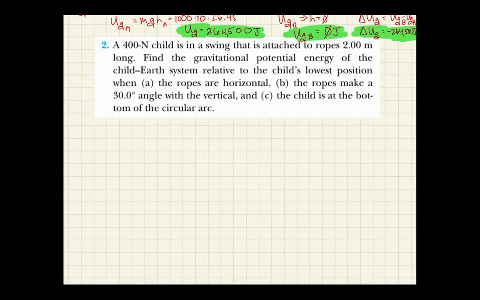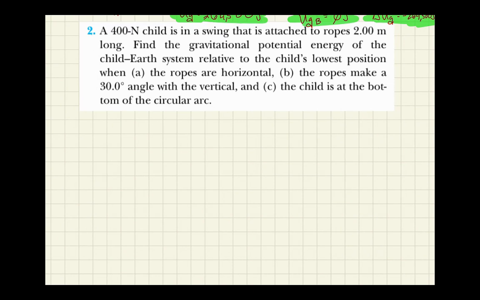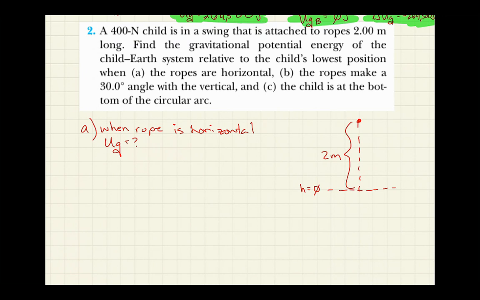For question number 2, we have a child on a swing attached to a rope 2 meters long. So let's diagram this too. We have a swing where the length of this rope is 2 meters. And it also says that we're going to define this lowest point as height equals 0. So part A, when the rope is horizontal. What is the gravitational potential energy?